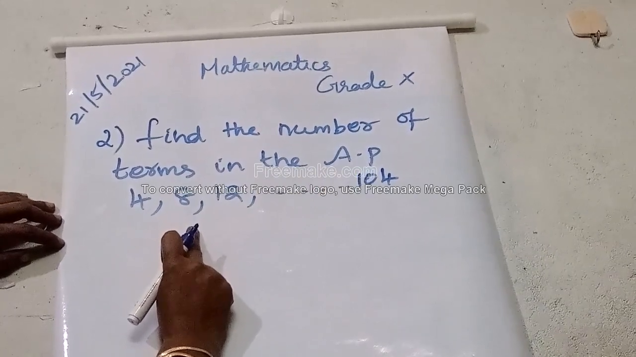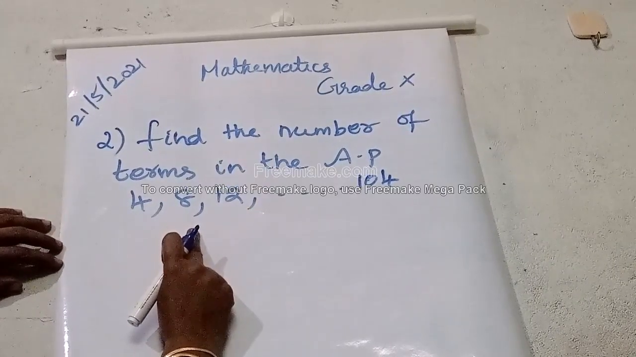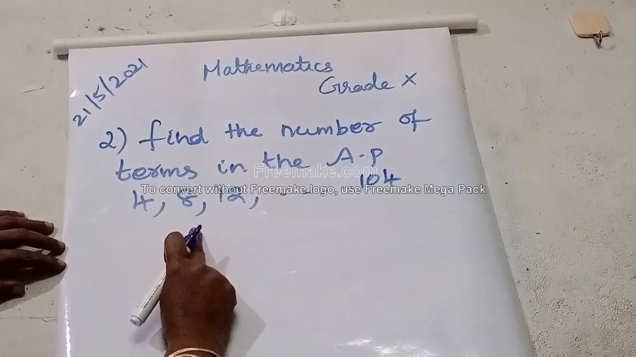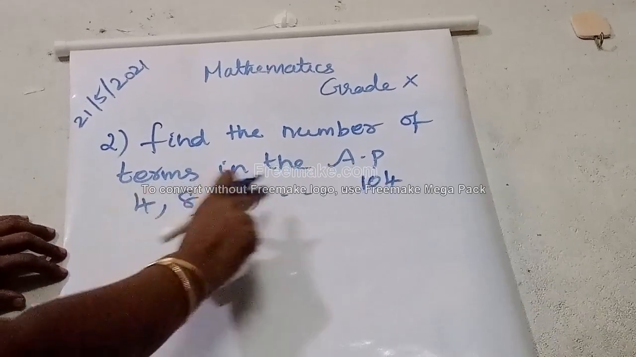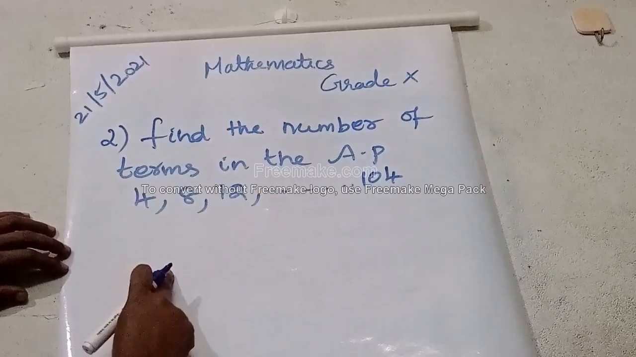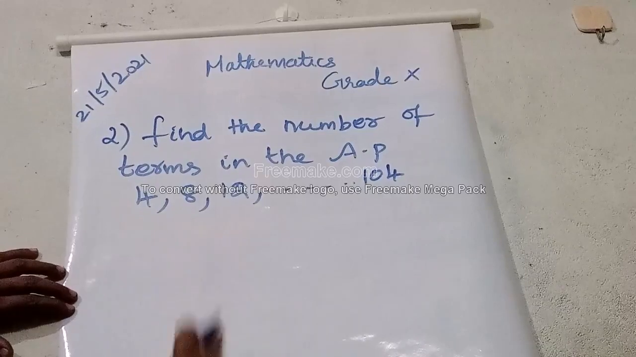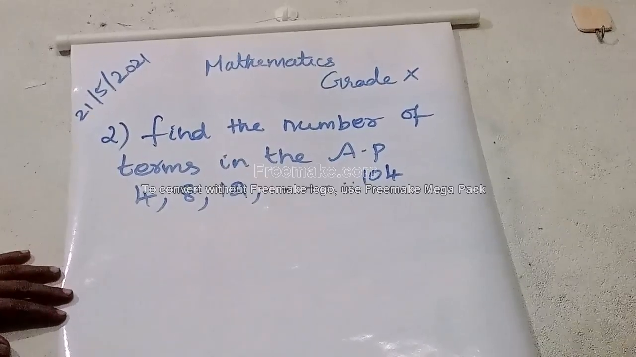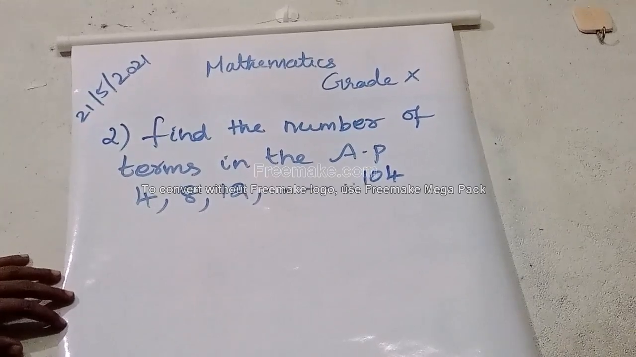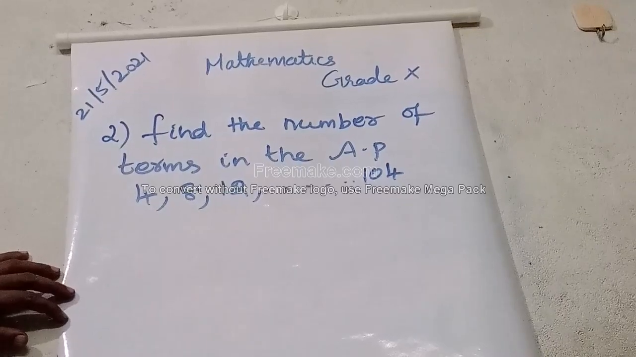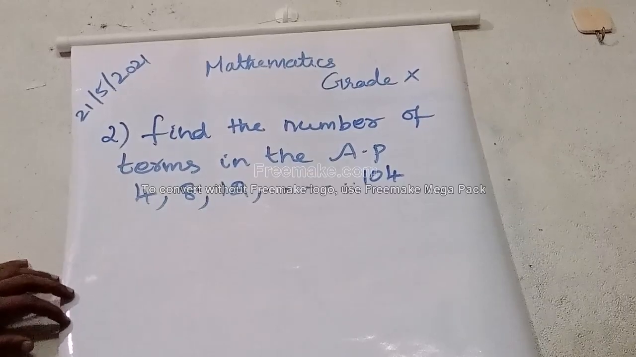To find whether it is an AP or not, we find T2 minus T1 and T3 minus T2. If they are the same, we can say it is an AP. But in this question it was given as an AP, so there is no need to check. We have to find the number of terms. For that, which formula do we use? n is equal to (l minus a) by d, plus 1.